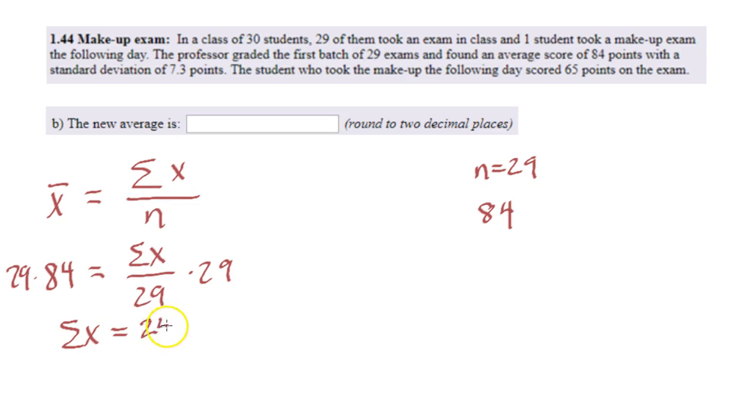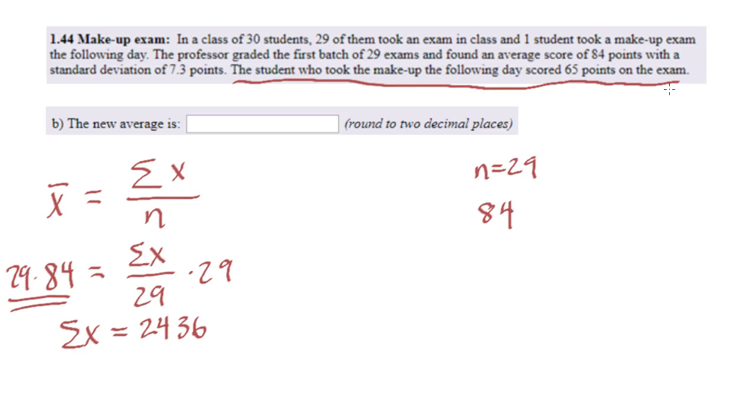That's 29 times 84. So if we summed up all of the test scores from those 29 test scores, we would have 2,436, taking these two numbers and multiplying them. Okay, so we have the sum of 29 test scores. But now we're going to get the student who took the makeup exam, the 30th student, who scored a 65.